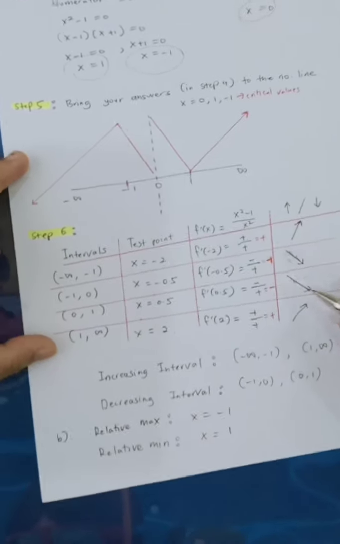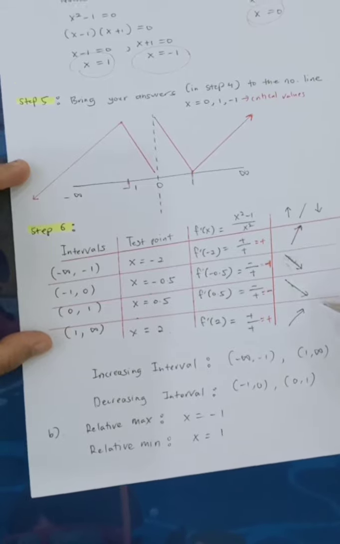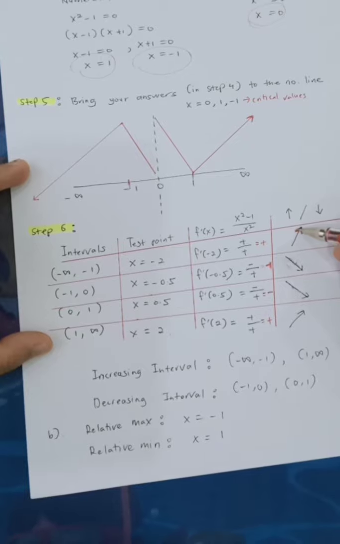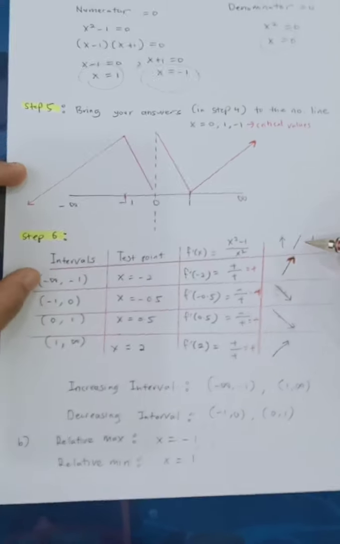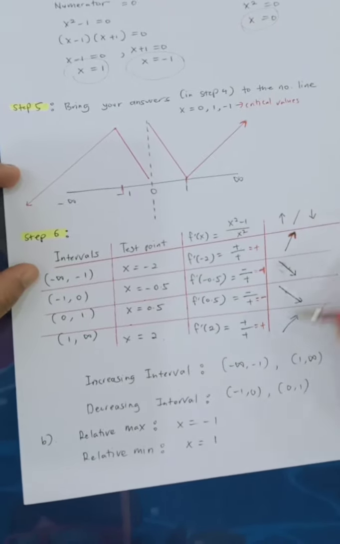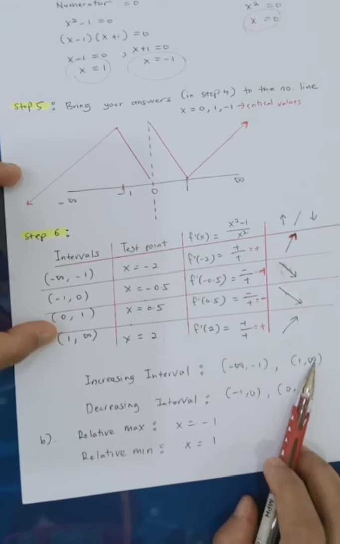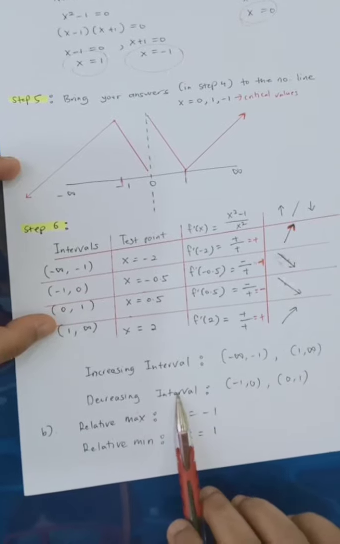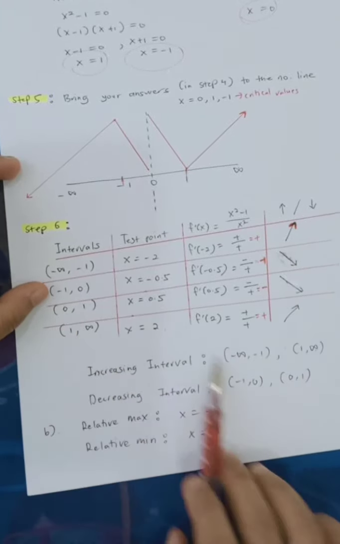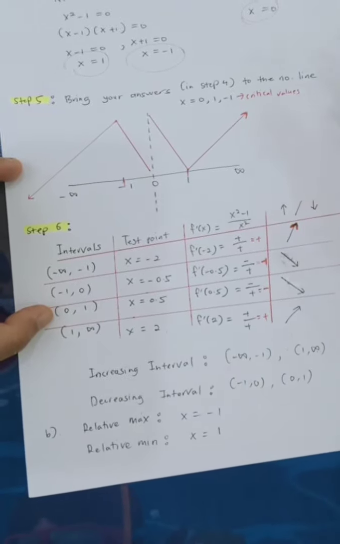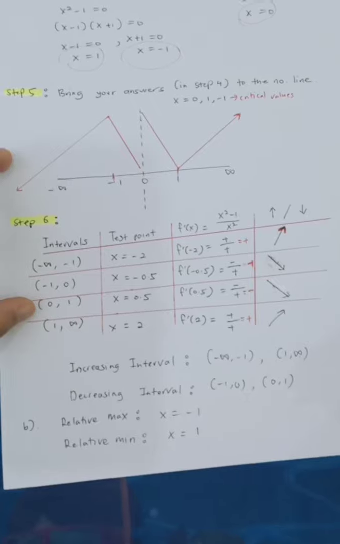Increasing. Okay. So from the graph, we know that the graph gives you the increasing pattern, so we have an increasing interval. Our increasing interval starts from negative infinity to -1, and then another one, 1 to infinity. How about the decreasing interval? The decreasing interval is -1 to 0, and then 0 to 1. Okay, we are now done with part 2.11.